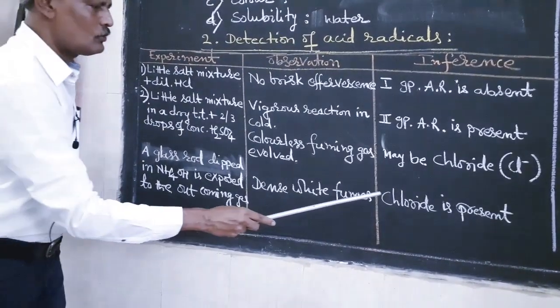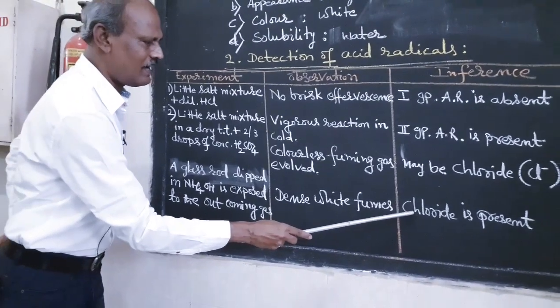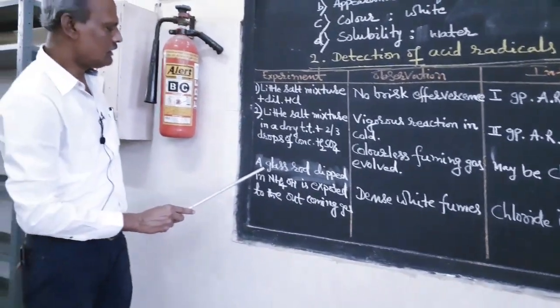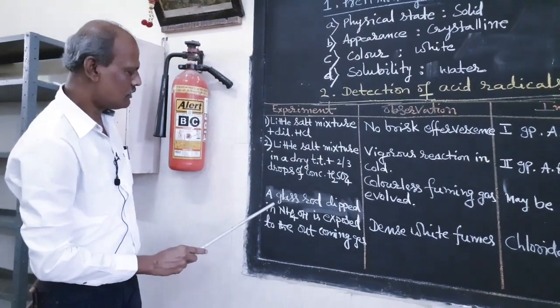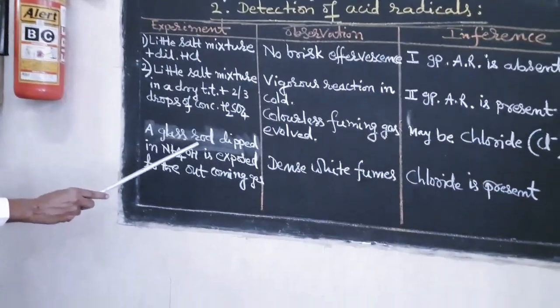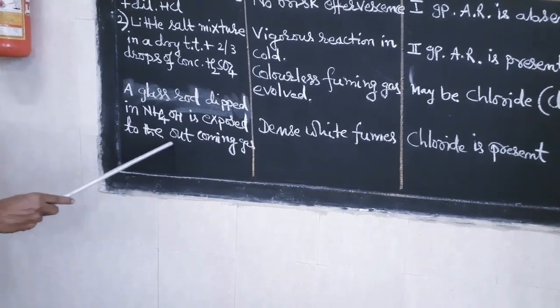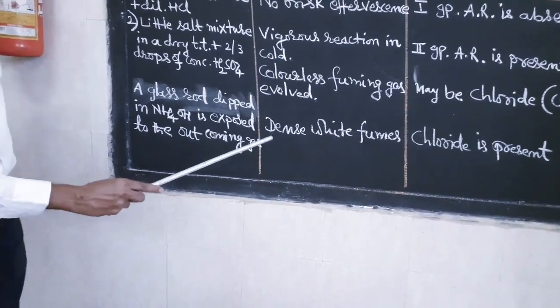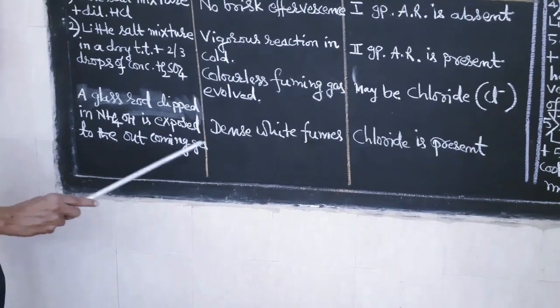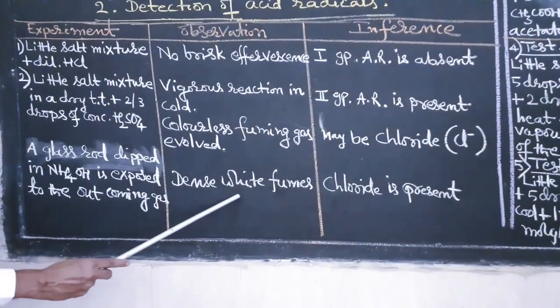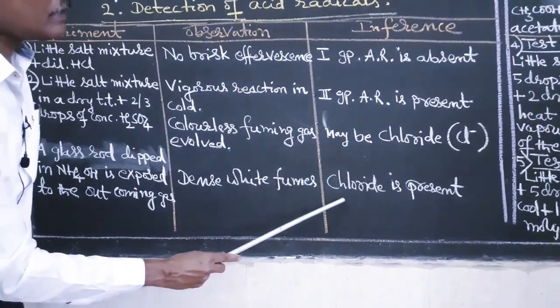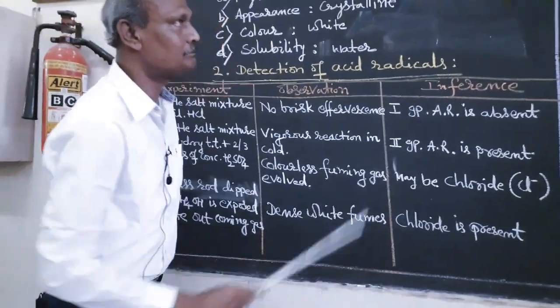Further, to say that it is a chloride acid radical, we did this test. We have taken a glass rod, dipped it into ammonium hydroxide, and exposed it to the outcoming gas. On exposing the glass rod dipped in ammonium hydroxide, we have observed dense white fumes. Therefore, we can say that chloride is present.